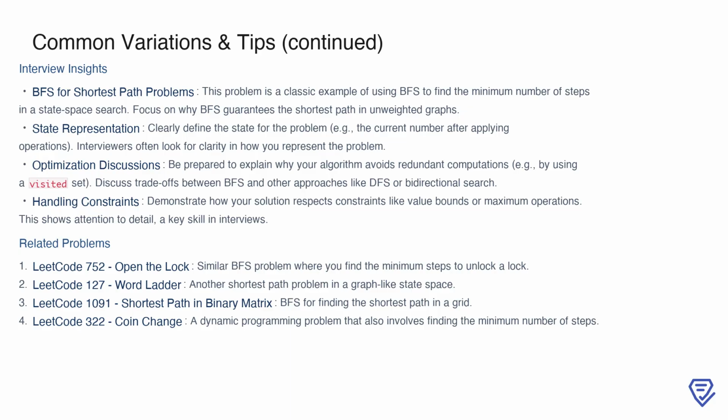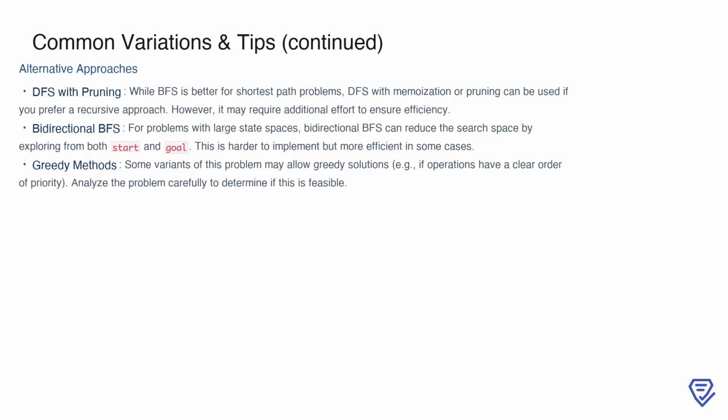These problems share similarities in their use of BFS or shortest path techniques, and studying them can deepen your understanding of this problem's concepts. Finally, let's explore some alternative approaches you might consider. While BFS is typically the best choice for shortest path problems, depth-first search with pruning can be an option if you prefer a recursive approach. However, DFS requires careful handling to ensure efficiency, such as using memoization to avoid redundant work.